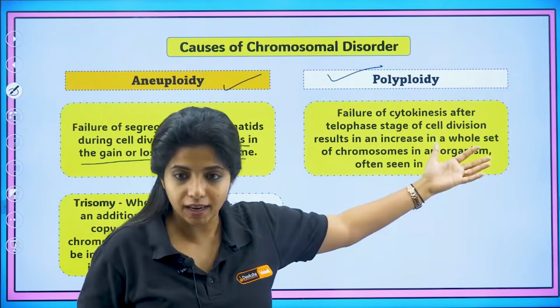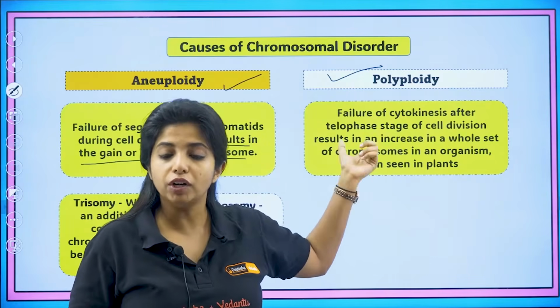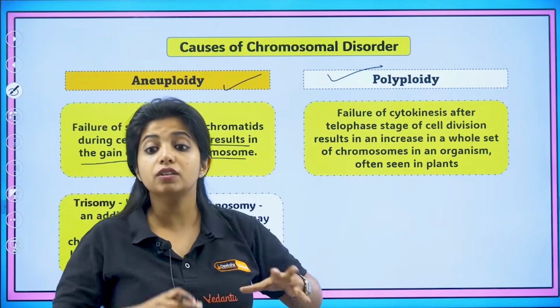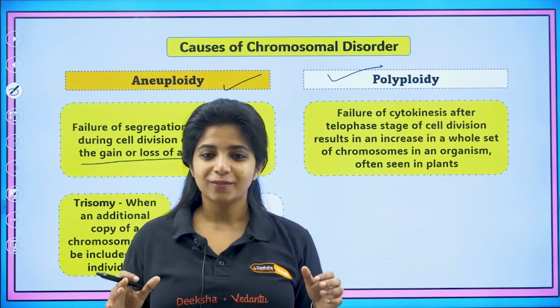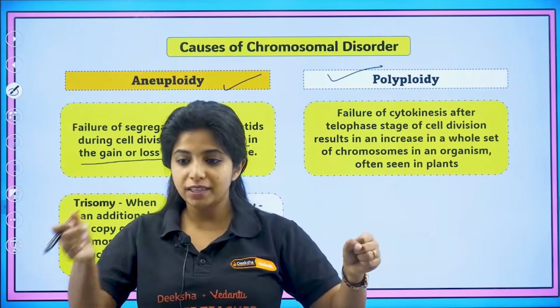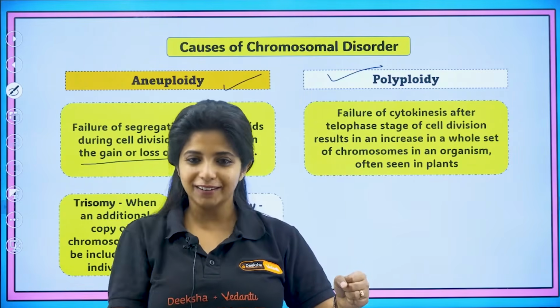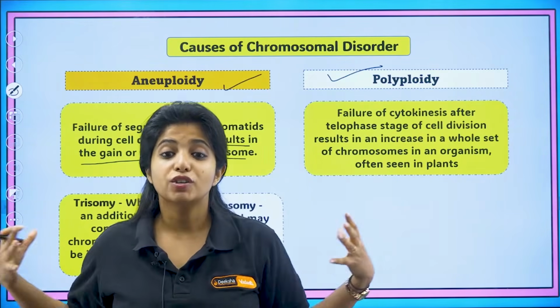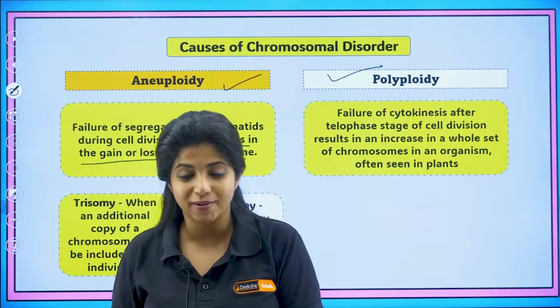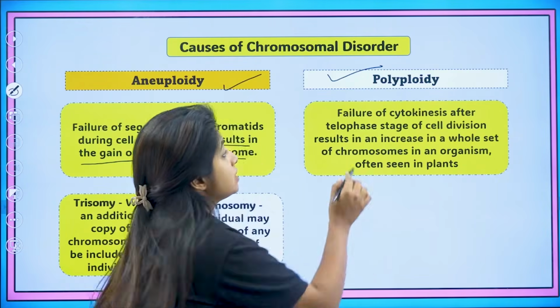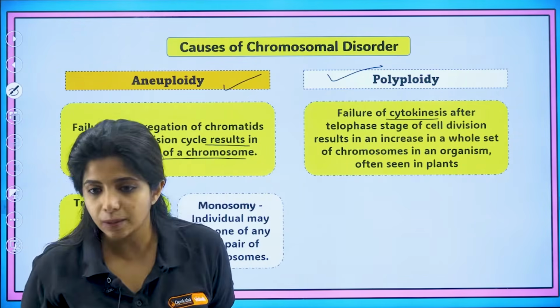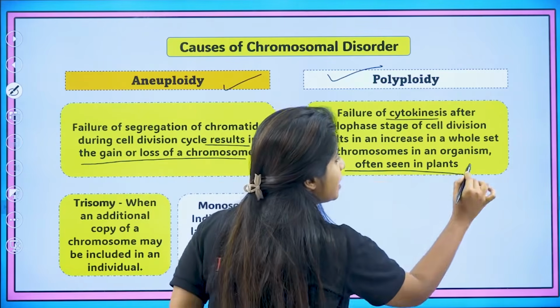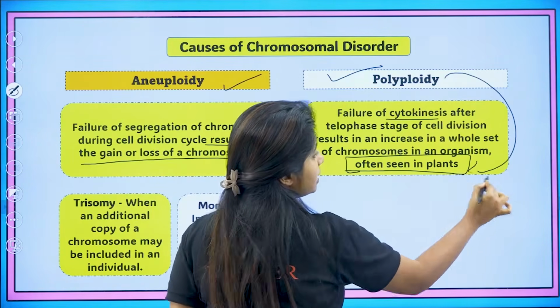Now polyploidy is where failure of cytokinesis after the telophase stage of cell division results in an increase in the whole set of chromosomes. That means the chromosomes got separated, but the cell division did not take place. So you have a whole extra set of chromosomes, because the cytokinesis did not take place. This is usually seen in plants, my dear children. So polyploidy is seen in plants.